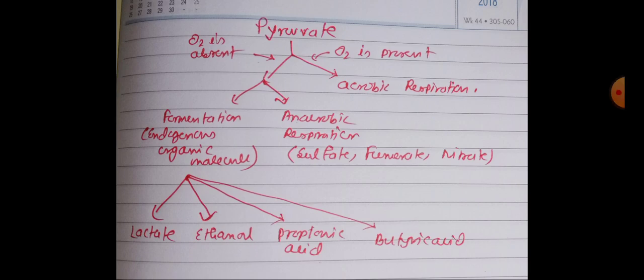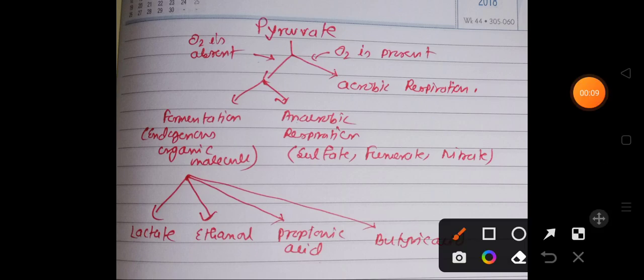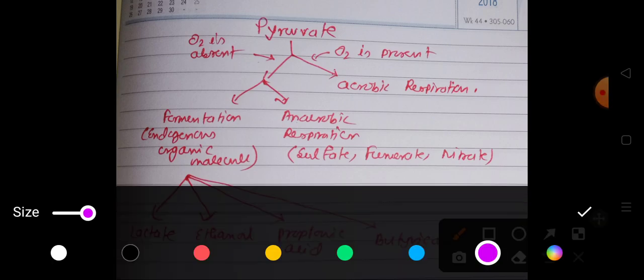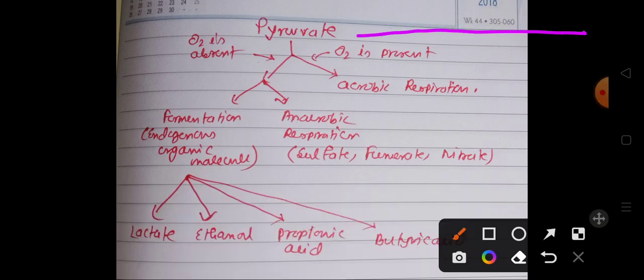So in this video tutorial we are going to start a new part of our carbohydrate metabolism, that is anaerobic respiration. So it all starts after the ending of glycolysis. We all know what the end product of glycolysis is, that is pyruvate, right? Now pyruvate has several fates depending upon whether oxygen is present or not.